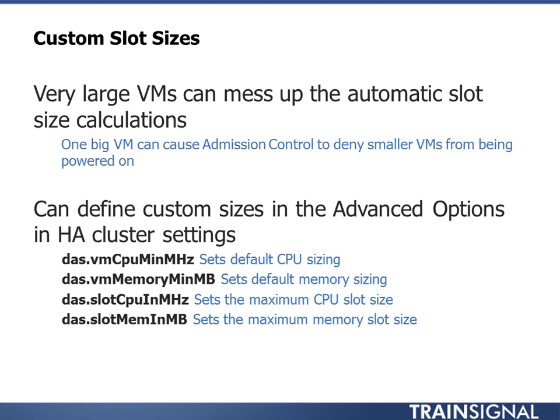So if you get an 8 gig VM and you think that's too big, I don't want to set everything to be 1 gig, because that 8 gig VM is going to be 8 of those slots, and that's not really right. Maybe I'll set it to be a 4 gig maximum slot size. You can do that, and that's where you do it. So you go into HA cluster settings and add these options.